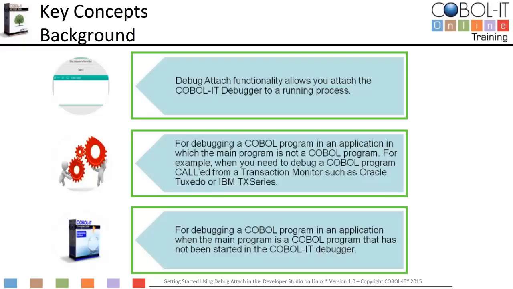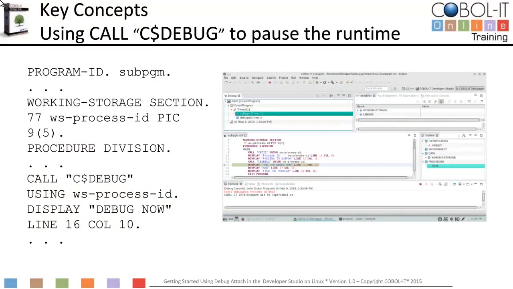To attach the COBOL-IT Debugger to a running process, you must first pause the running process. Let's quickly review what you need to do to pause a program. Then, we can review how the paused program can be resumed in the debugger. Using call $debug to pause the runtime. The call $debug statement pauses the runtime and assigns a debug ID, which can either be the process ID of the running process, or a user-assigned numeric ID. Using Debug Attach functionality within the Developer Studio, the paused process is identifiable by its debug ID and the user can attach the debugger to the process.